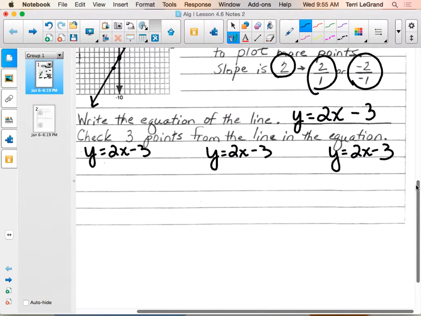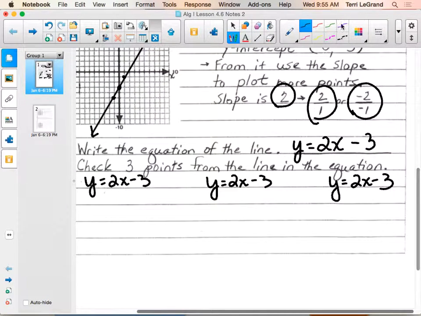So let's identify the names of our ordered pairs. We already know this one's 0, negative 3, right? That one's ordered pair 0, negative 3. What's the one above it, up and off to the right? What's that one's name? 1, negative 1, ordered pair 1, negative 1. And the one below the y-intercept and down to the left? What's that one's name? It's negative 1, negative 5, actually. Those are the ordered pair names of the 3 points we used to get our graph.